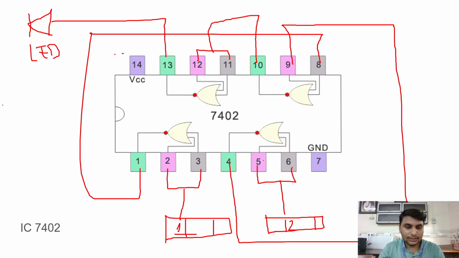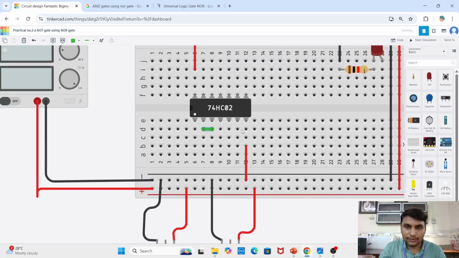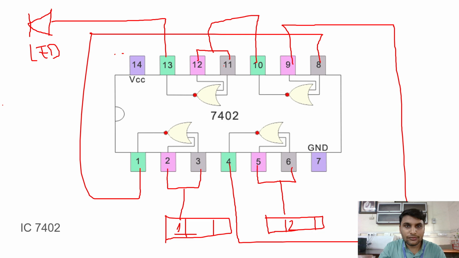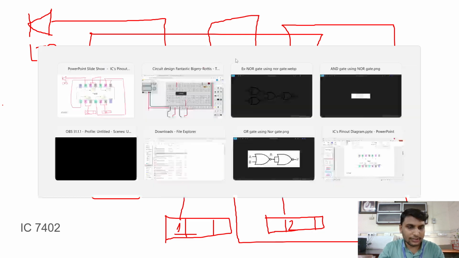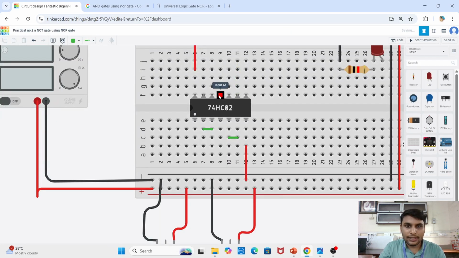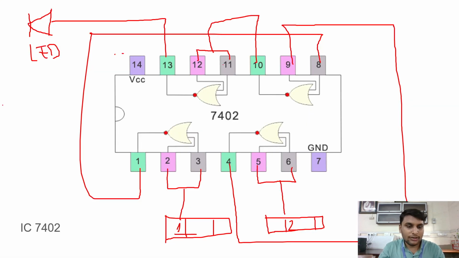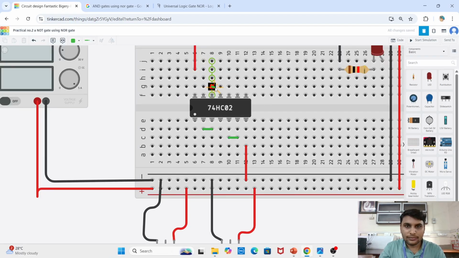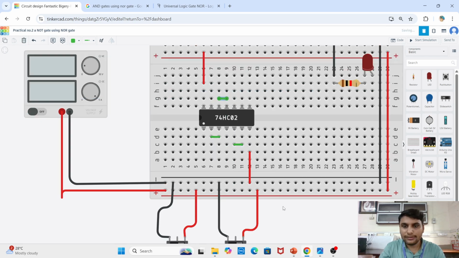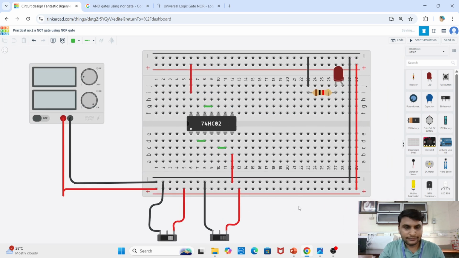And the second gate, the input at pin number 5, 6, will also act like a NOT gate. So 5 and 6 I have already connected. And which one also? The fourth gate also acts like a NOT gate. So pin number 11 and 12, right? So that is 7, 8, 9, 10, 11, 12, 13, 14. Okay. So 11 and 12 you have to interconnect because it is already acting like a NOT gate.